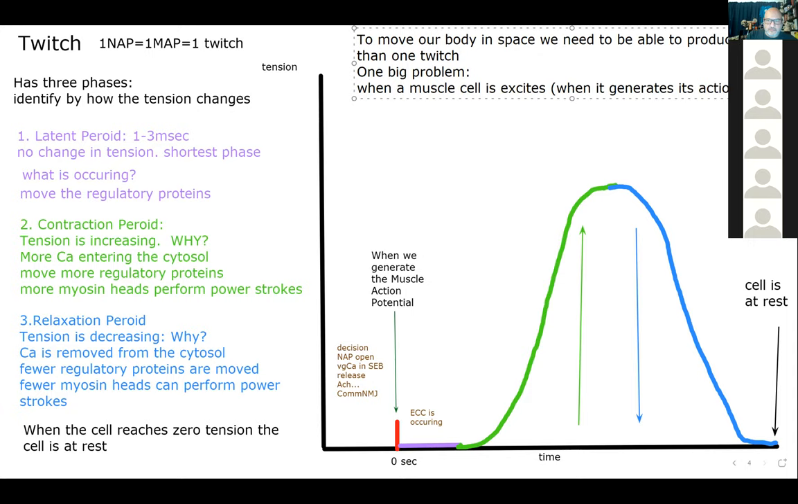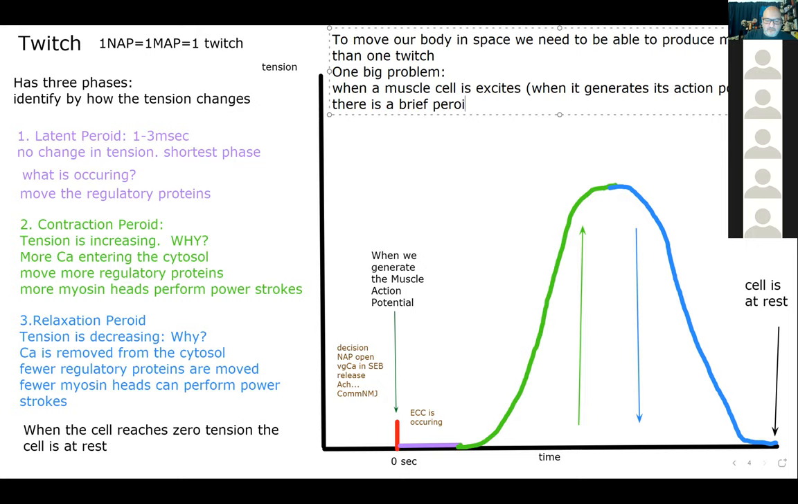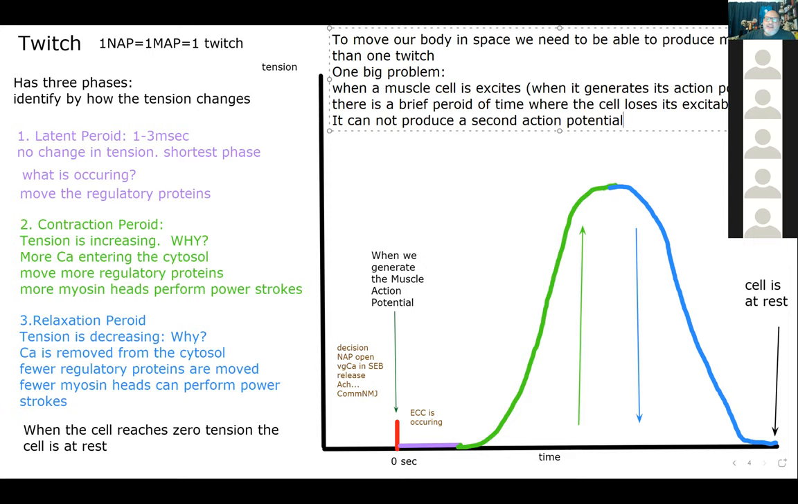When it does that, there is a brief period of time where the cell loses its excitability. Basically, no matter what we do to it, it cannot produce another action potential. Doesn't matter what you do with it. Plug it into a light socket, hit it with a lightning bolt. It would not matter. For this very brief period of time, the muscle cell loses its excitability.